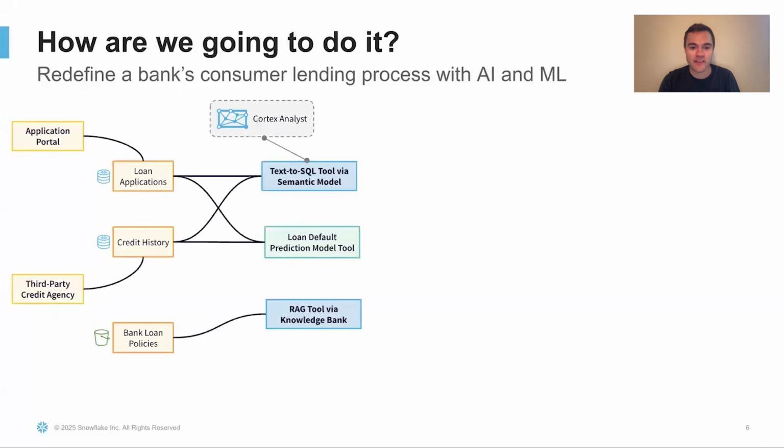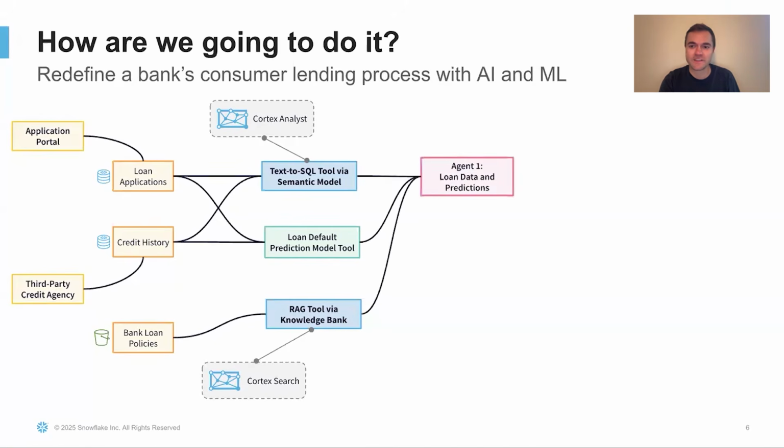And then we're also going to take our bank's loan policies. So these are like PDFs stored in an S3 bucket. And we're going to create a RAG tool using a knowledge bank. And this is going to be backed by Cortex Search, which is Snowflake's RAG service for unstructured data retrieval. So this is a Snowflake conference. We're doing a lot of Snowflake stuff here.